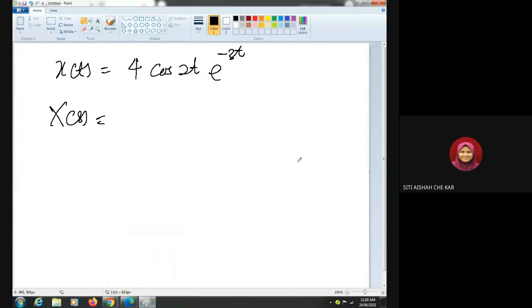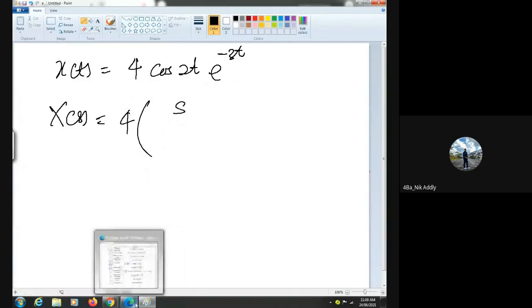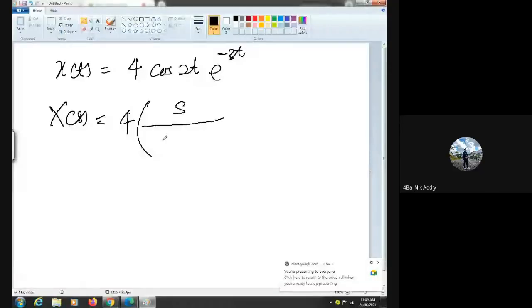So what is your Laplace answer? So you kena Laplace apa sebenarnya? 4 darab dengan s over s square plus 2 square. Plus 2 square, 2 square equal to? 4. 4, okay.